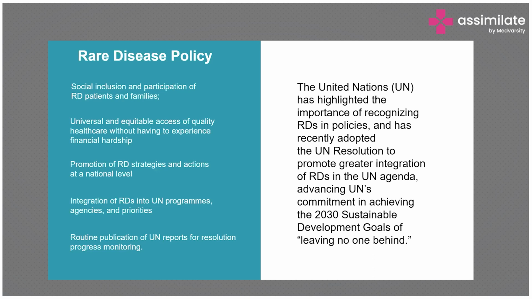The third one is promotion of rare disease strategies and action at the national level. The UN will keep pushing governments to form policies if they don't have them, and then start working. They are also looking at how to integrate screening and work for rare diseases into other UN programs and agencies, and give some priority to this. The UN has also decided to routinely publish materials on this disease, especially for monitoring.